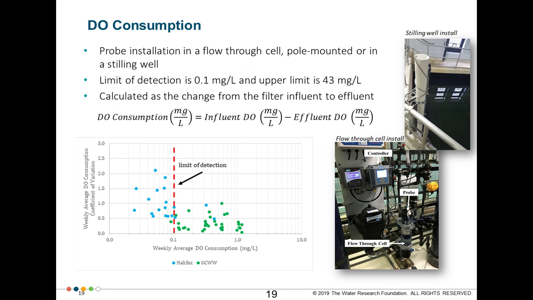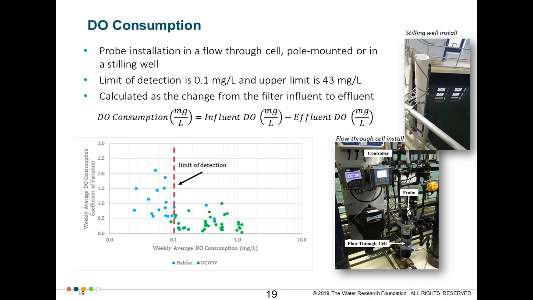For the filter influent, this is just because it allows the probe to be as close as possible to the actual filter influent. For the filter effluent, it can be installed in a flow-through cell. When you install it in a stilling well, though, just make sure to include perforations, little holes along the stilling well itself, so that water can mix between the main portion of the water above the filter bed and the interior of the stilling well, so that your DO measurements are recording based on water quality that's representative of the filter influent.